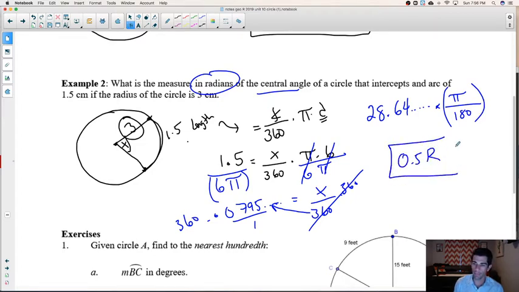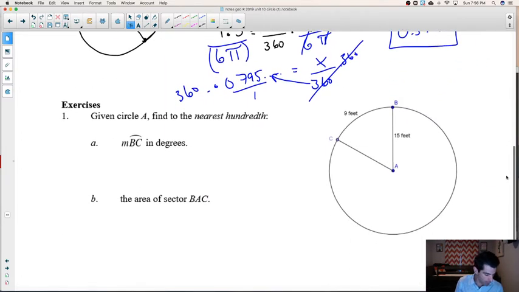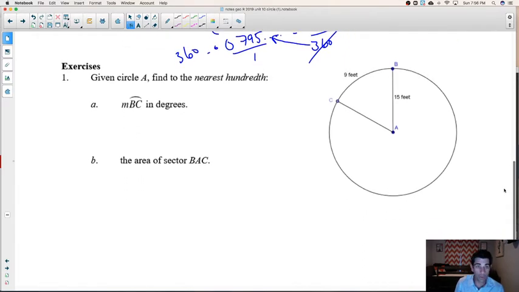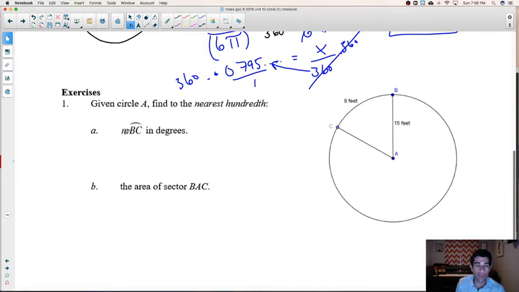Nice, pretty number. And there you go. 0.5 radians is the same as that 28.6 and so on. All right, and here we have some practice problems. So here's exercise 1. Given the circle A, find to the nearest hundredth the measure of arc BC in degrees.